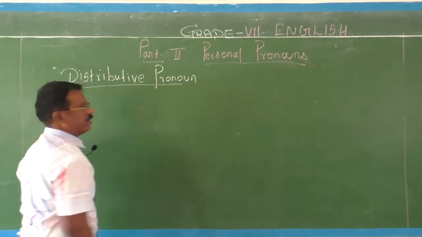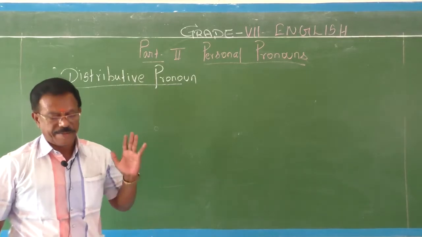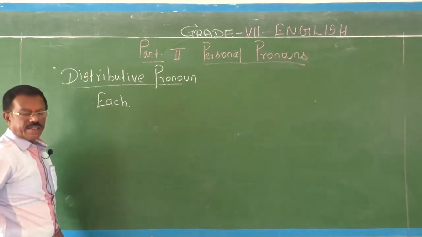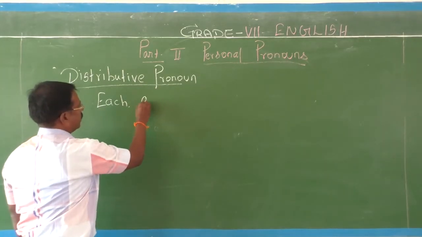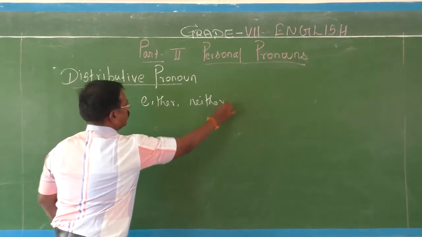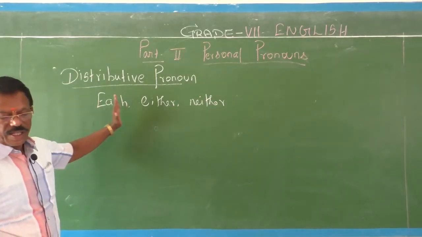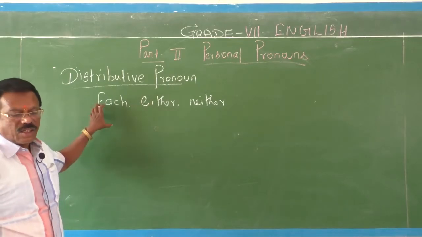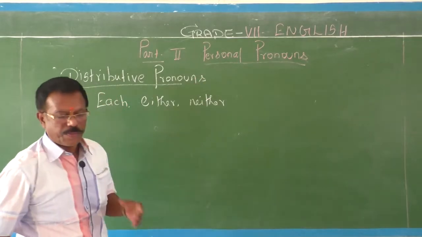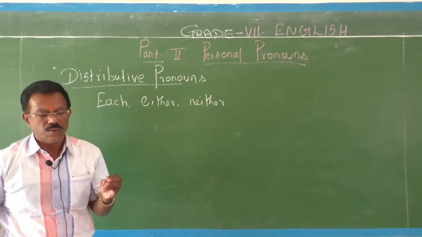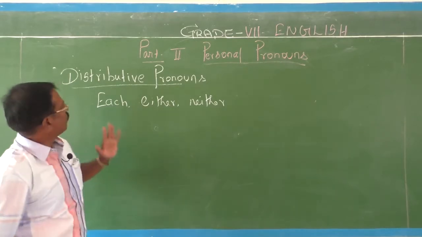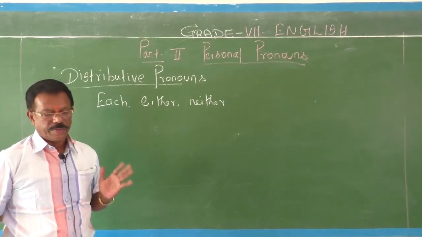What do you mean by distribution? It refers to only one at a time. So the pronouns each, either and neither are called distributive pronouns. Why do we call them distributive pronouns? Because they refer to only one at a time. They are used to refer to only one at a time. Therefore, they are called distributive pronouns.